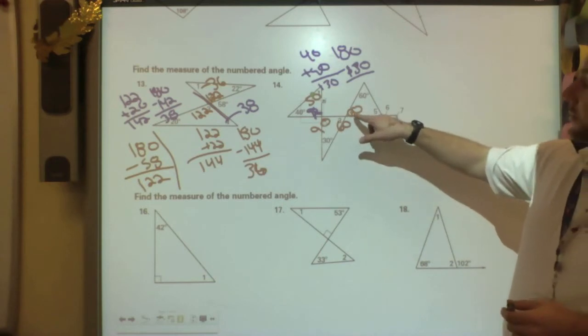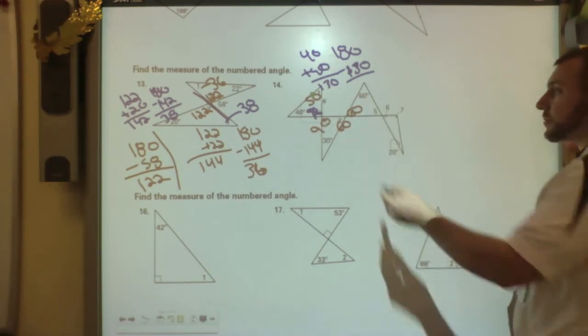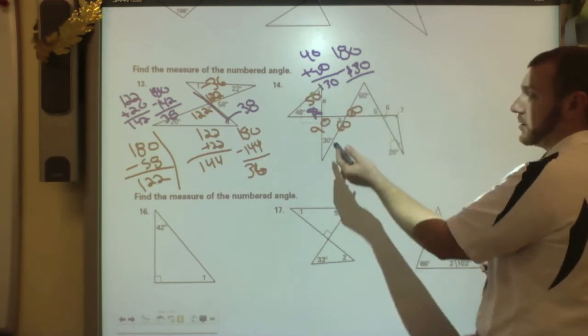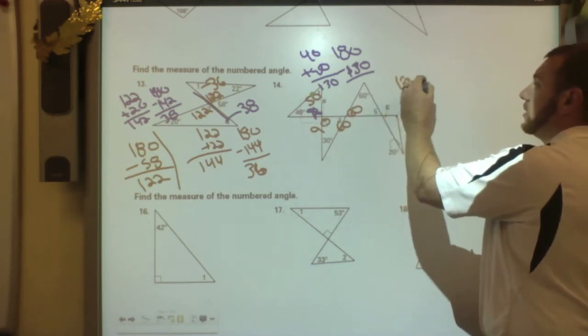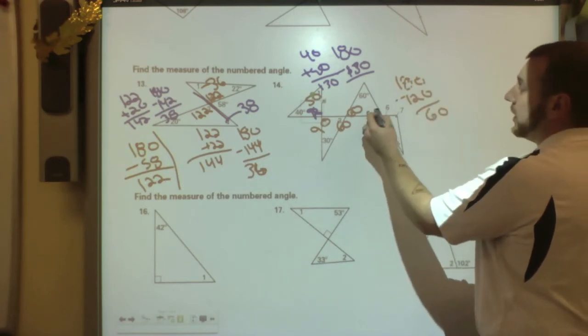So now I have 60 and 60 inside that triangle. 60 plus 60 is 120. 180 minus 120 is 60. So angle 5 is also 60.